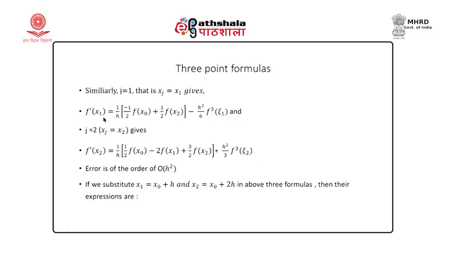So, if we put j equal to 1, then our formula becomes f dash x1: the middle term goes away, 1 upon h times minus half f x0 plus half f x2, minus h square by 6 times the third derivative at the point xi1. And if we put j equal to 2, that is xj is equal to x2, then we get f dash at the point x2 is 1 by h times half f x0 minus 2 f x1 plus 3 by 2 f x2, plus h square by 3 times the third derivative at the point xi2.